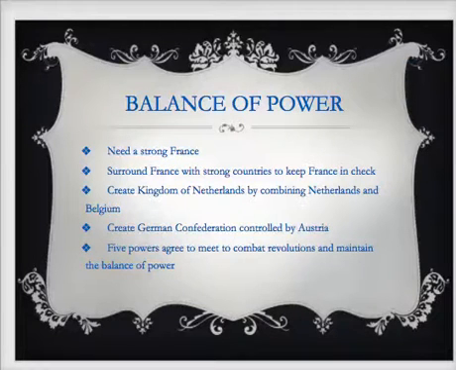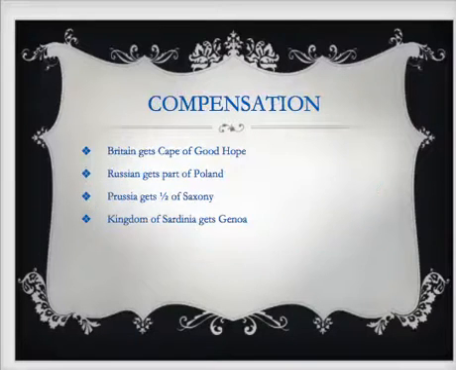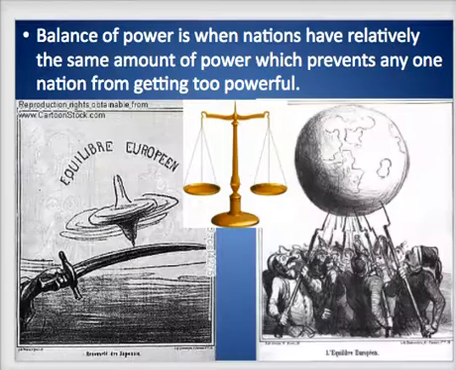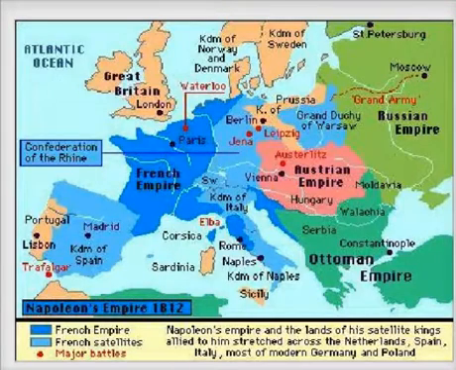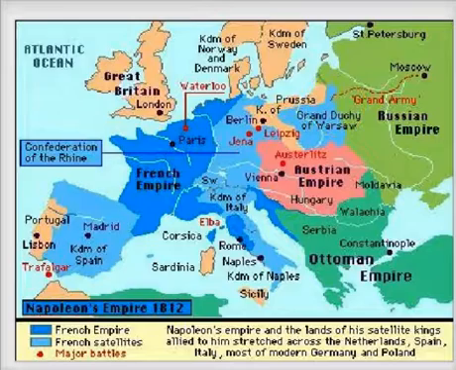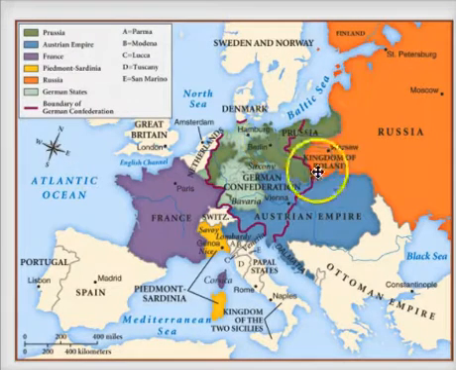Also, they are going to stop revolution. The five powers agree that they are going to stop revolution. The other thing that they did with the Congress of Vienna is tied into balance of power and compensation. For example, Russia wanted all of Poland. So if we look at this map, after we had this area here, this Duchy of Warsaw, well, the idea was Russia will get all of this, but they didn't.